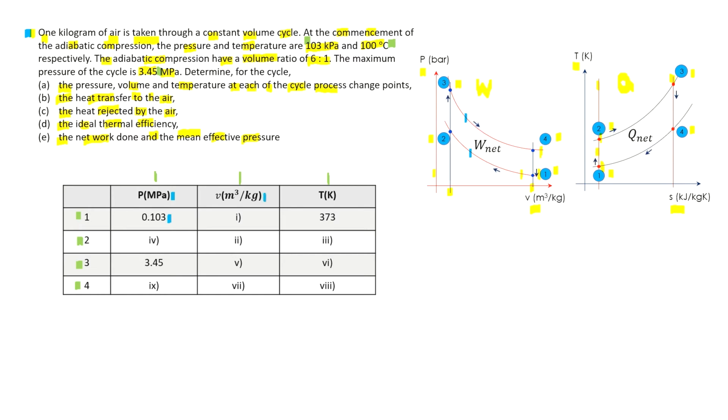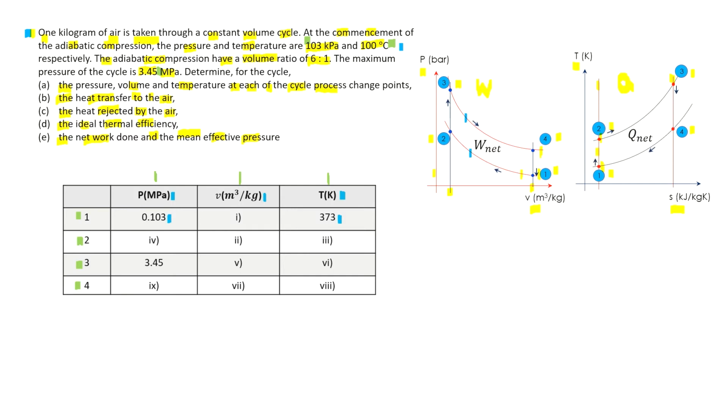Unless it's more than 1 kg or less than 1 kg, so definitely your volume here should be the absolute volume. Okay, and then the temperature should be in Kelvin. So you have put in the starting pressure 103 kPa, and then temperature 100. So 100 plus 273, so you have 373.